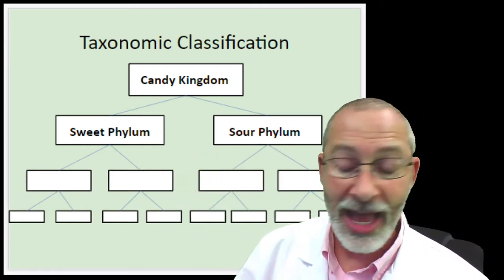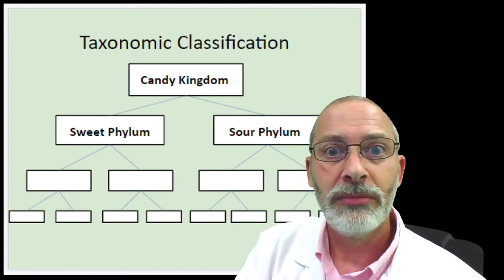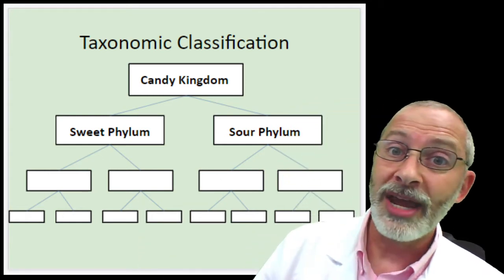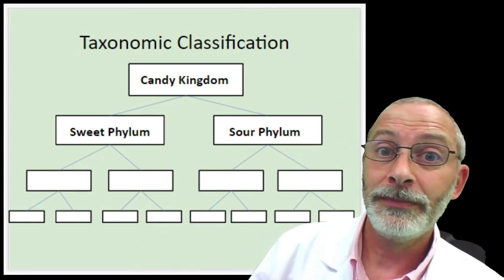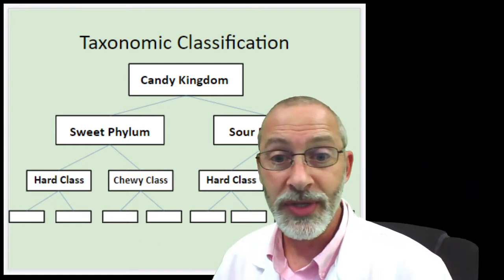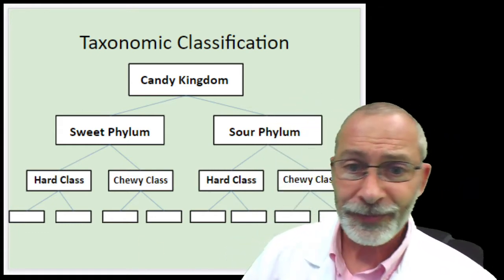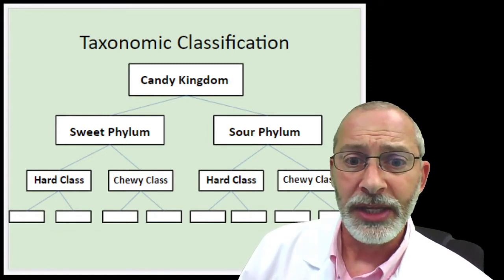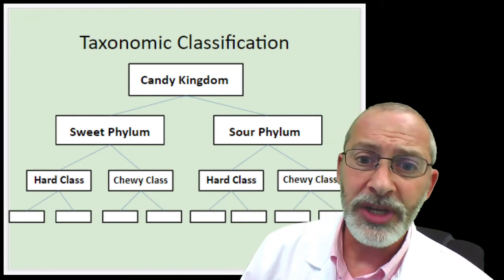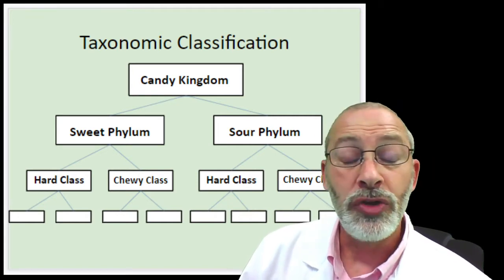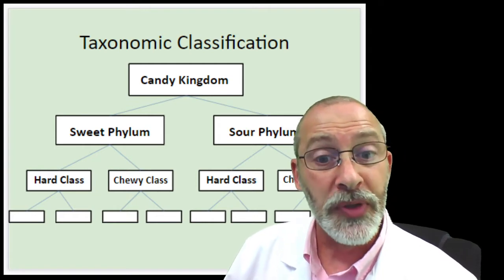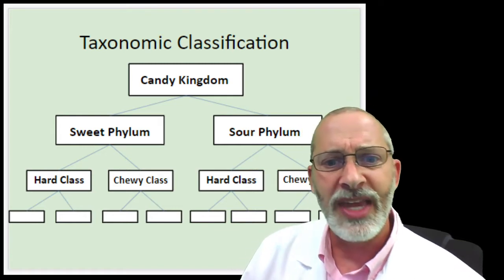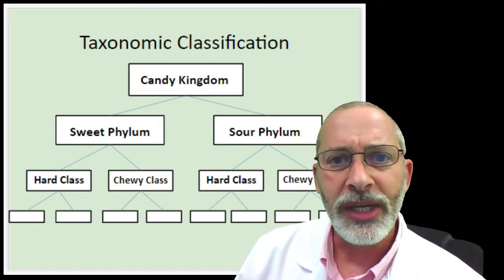Now, how might you break that down further? Well, how might you break down the sweet phylum? How might you break down the sour phylum? One of the things you could do is divide it into texture, like the hard class and the chewy class. You know, the hard class of the sweet phylum of the Candy Kingdom, you might think of specific examples of candies that might fall within that class. In fact, can you think of any examples of hard, sweet candy?